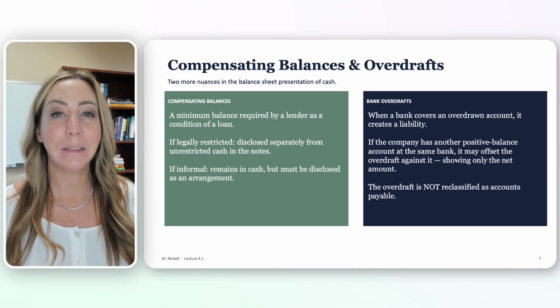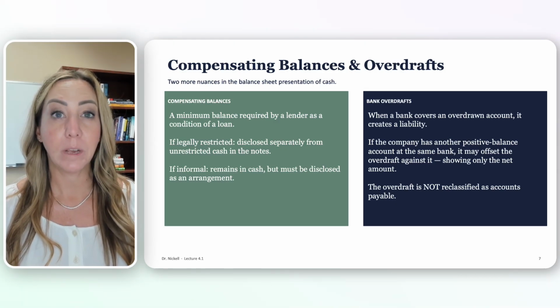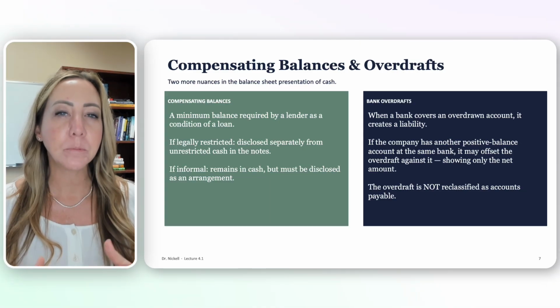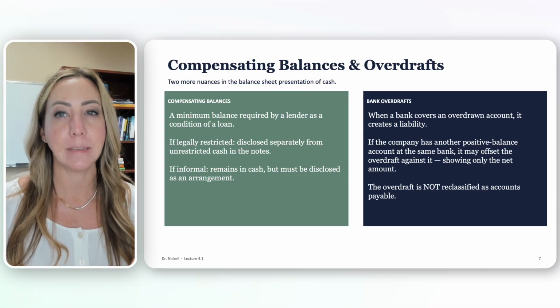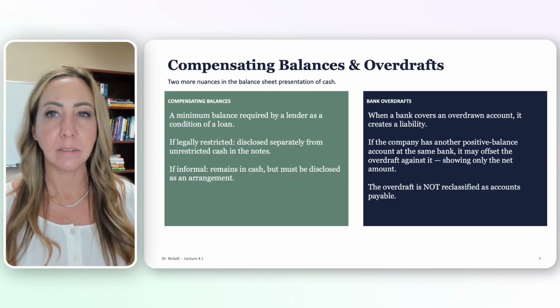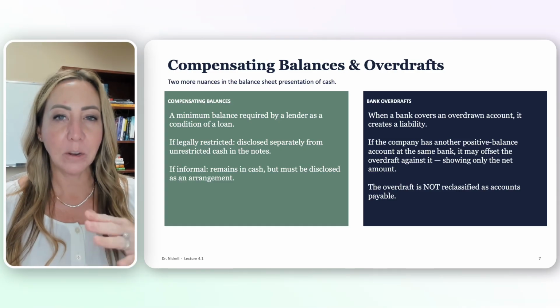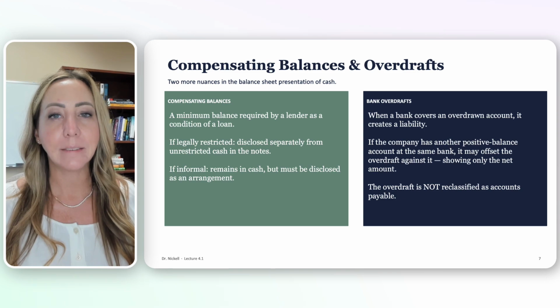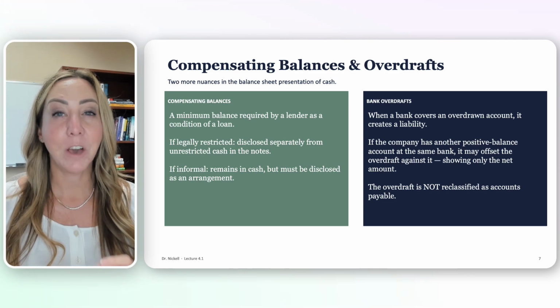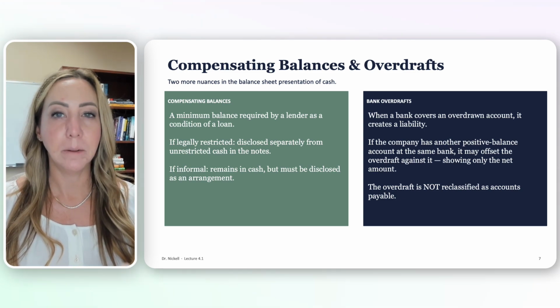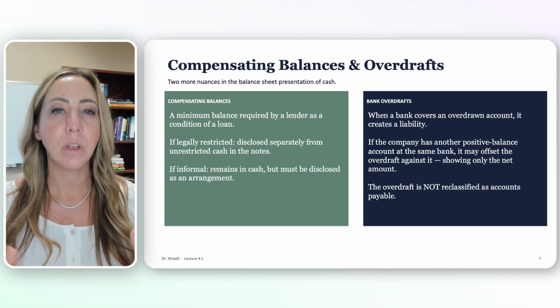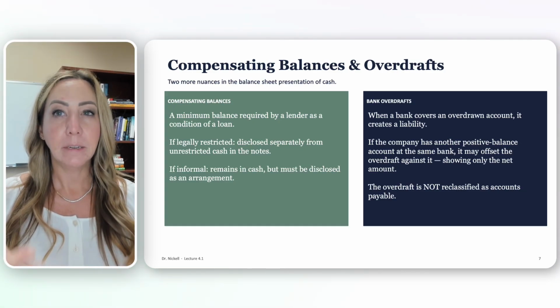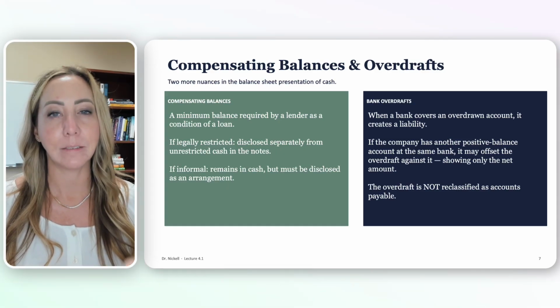Two more balance sheet issues worth mentioning briefly. First, compensating balances. When a company borrows money from a bank, the bank sometimes requires the company to keep a minimum balance in its account. You might have experienced something similar with your own first credit card. The bank requires you to maintain a deposit as collateral sometimes. That minimum balance is considered a compensating balance. If the compensating balance is legally restricted, meaning the company can't touch it under the loan agreement, it gets disclosed separately in the notes. If it's just an informal agreement, it's still cash, but the company has to disclose the arrangement.